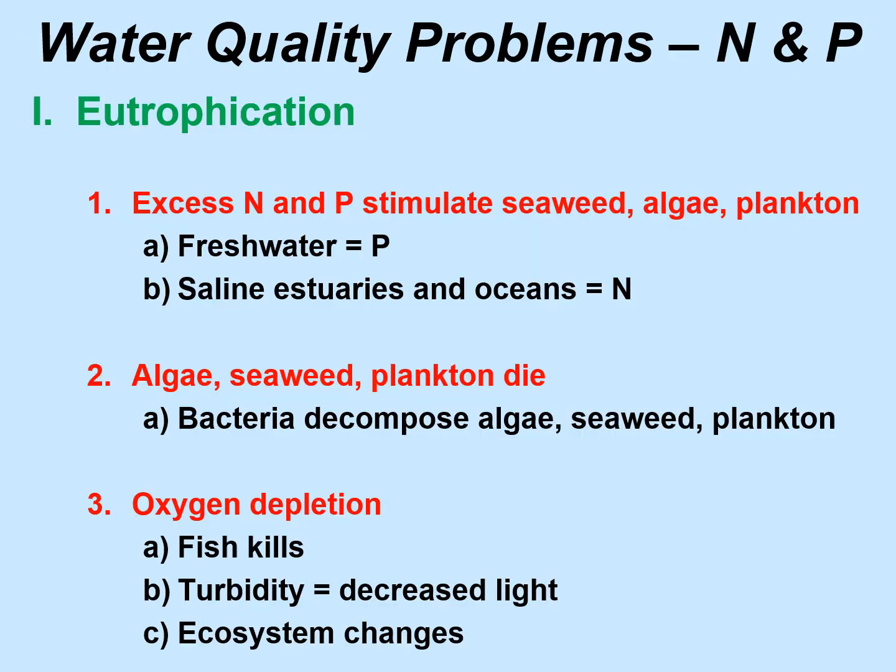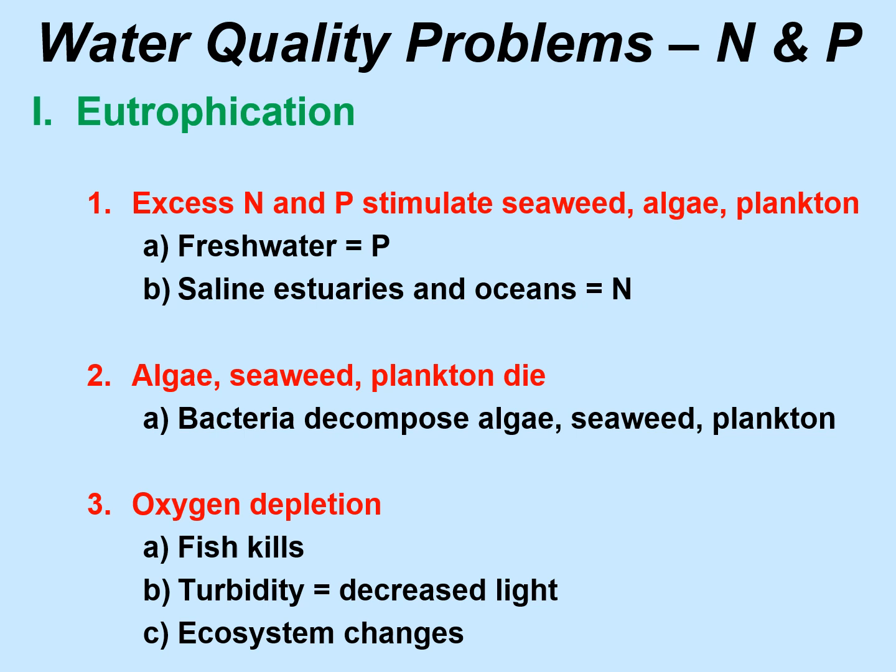So this slide sums it up. It's basically a three-step process. You've got excess nitrogen and phosphorus, and they stimulate these photosynthesizing organisms. In fresh water, it's mostly phosphorus that's the culprit, and in saline waters and oceans, it's mostly nitrogen.